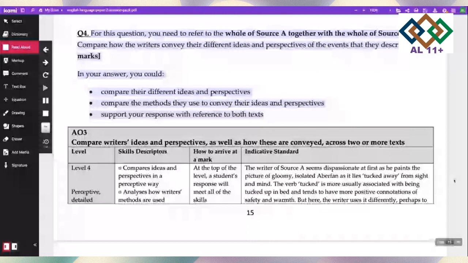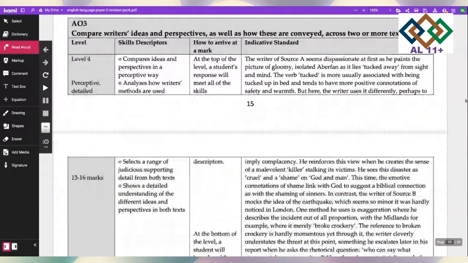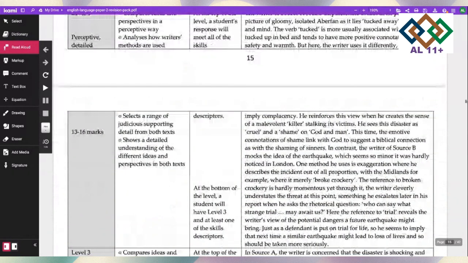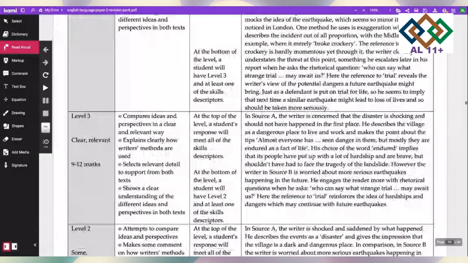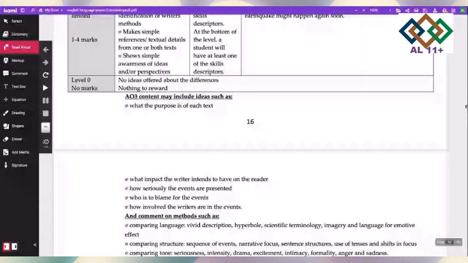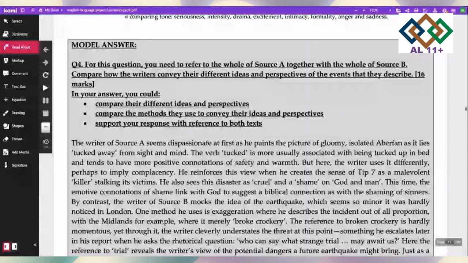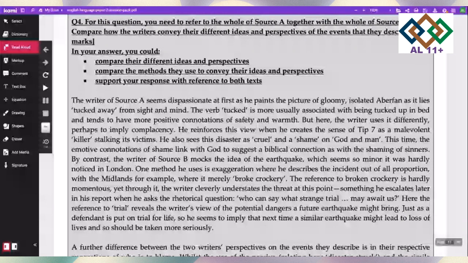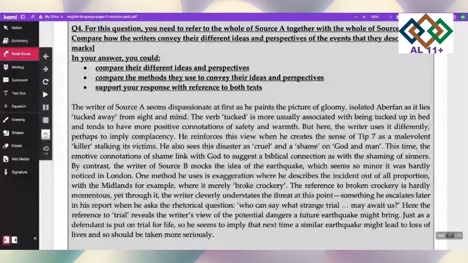In your answer, you could compare their different ideas and perspectives. Compare the methods they use to convey their ideas and perspectives. Support your response with reference to both texts. This is the marking scheme. You could also find it in the sample papers. And this is another model answer for that, what you could write in your answers. You could take some tips from here. Just make some notes. I know it's the last minute, but you can still try making some so that you get really good grades tomorrow.